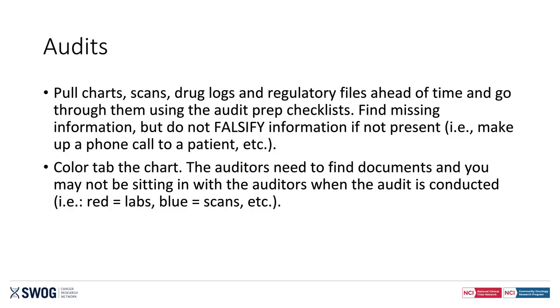Pull your patients' charts, scan reports, drug logs, and regulatory files ahead of time. Go through them using the SWOG audit preparation checklists. Find missing information, but do not falsify it if not present. For example, do not make up a telephone call to a patient. SWOG has a suggested color code to use to tab each chart for their review. For example, all red tab sections equal labs and all blue tab sections equal scan reports.